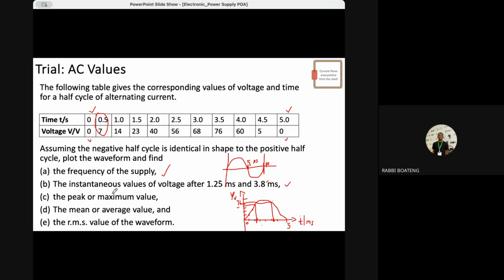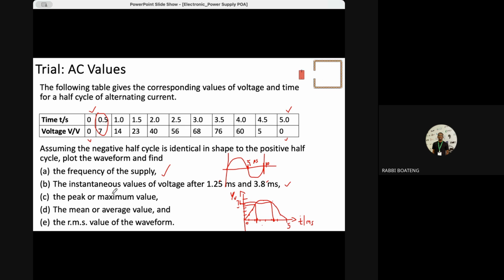What did you get for the mean voltage or average voltage? So the average I had was 174.5. Yes. Any 174 is too much, but any different answer?